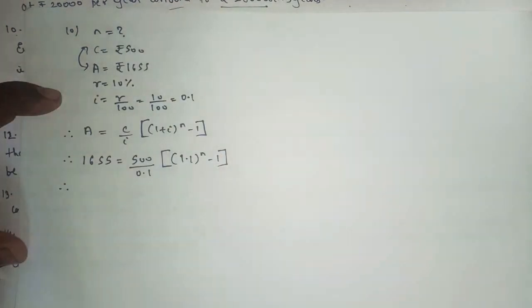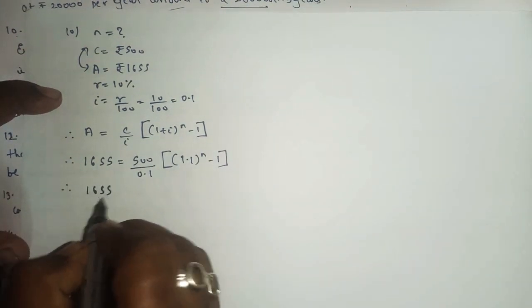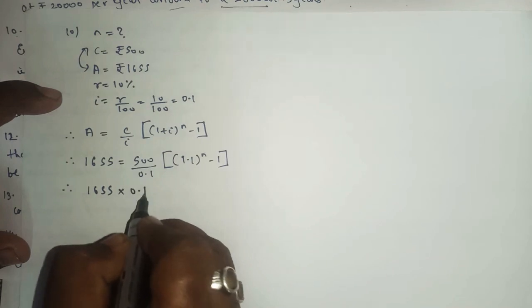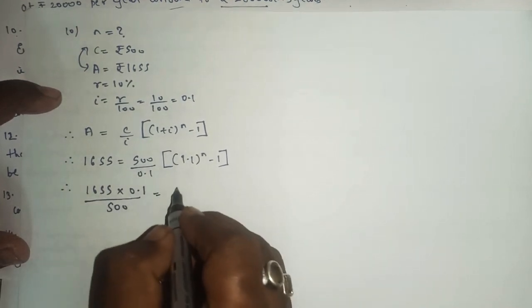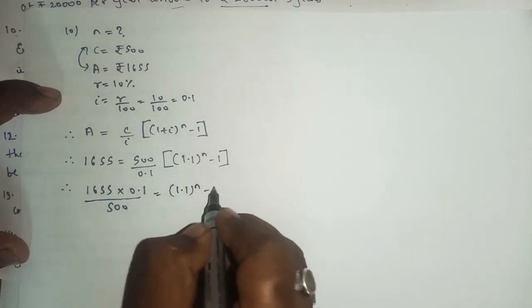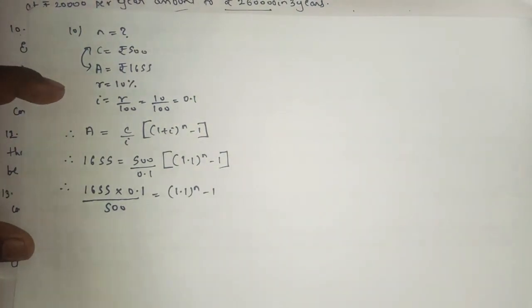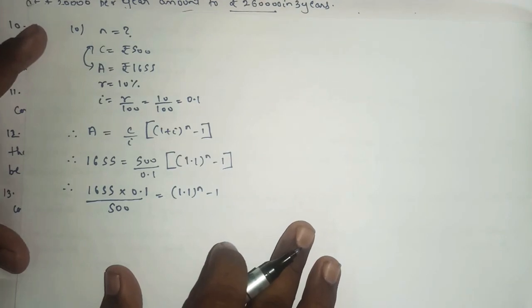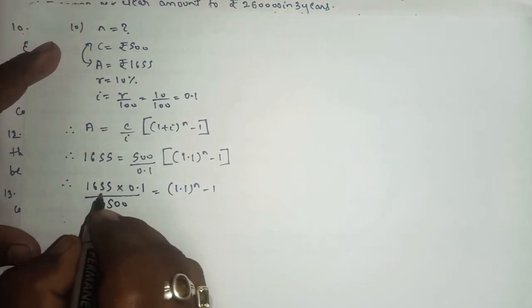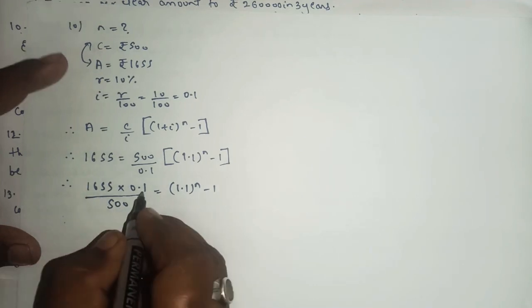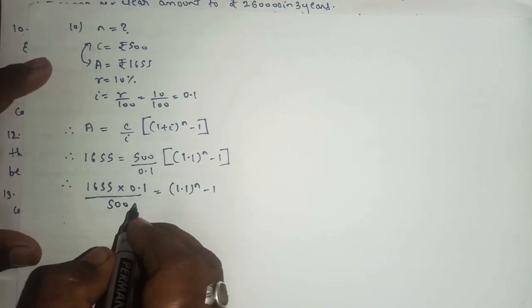Okay, I hope you all understood till here. Now shift the numbers. So here 1655 into 0.1 will come, and this 500 will go down, equals to 1.1 raised to n minus 1. Okay, so here 1655 into 0.1.